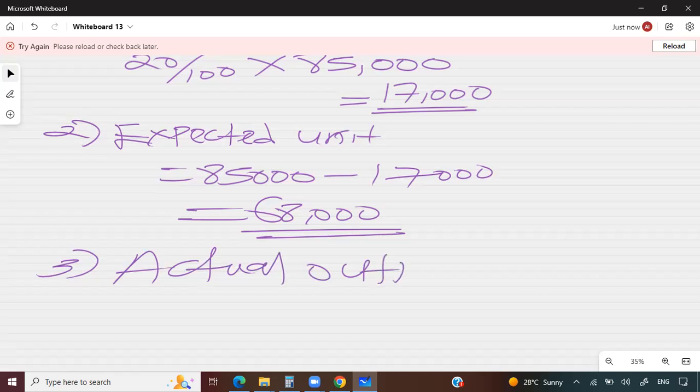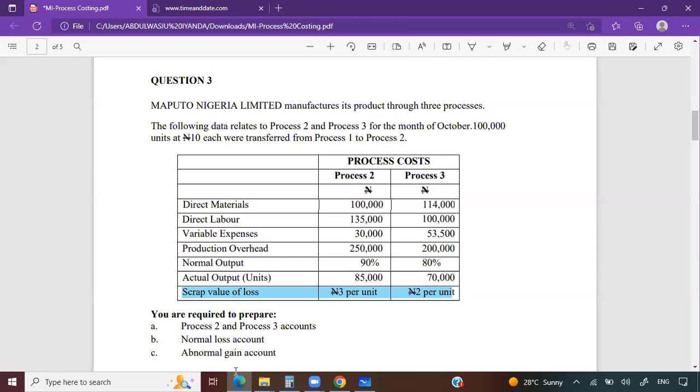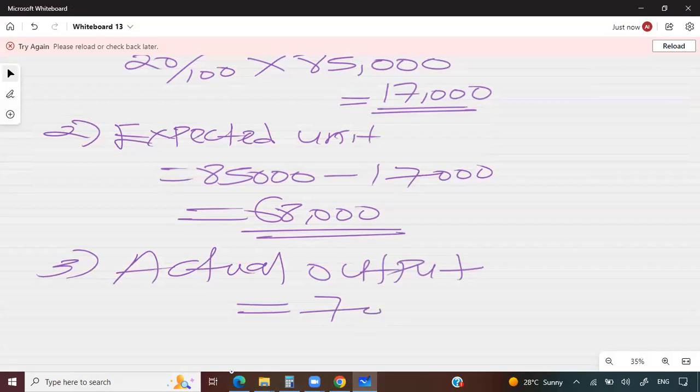There's no other process again now. So what is our work now? Our finished goods. We'll go back to the question. Output is what? It is 70,000. So once you get the expected and know the actual output, then we can determine: is there a normal loss, or is there an abnormal gain?